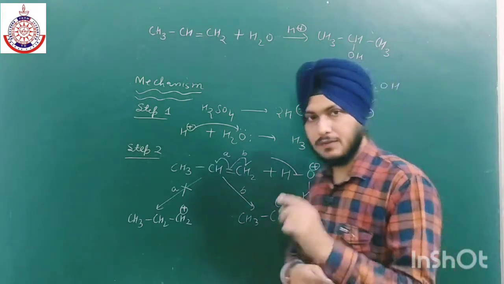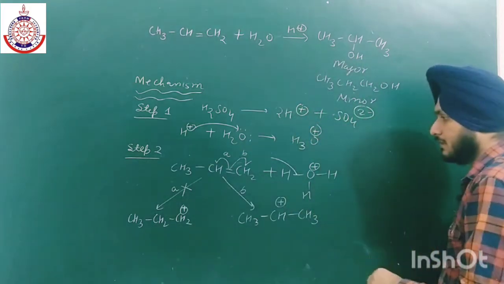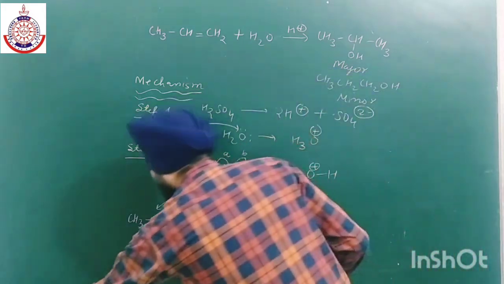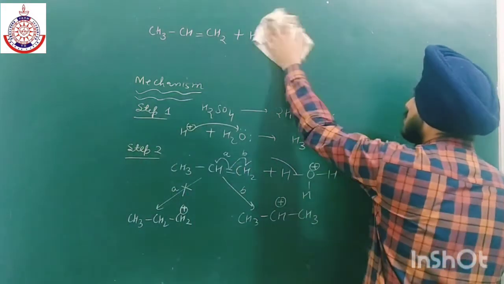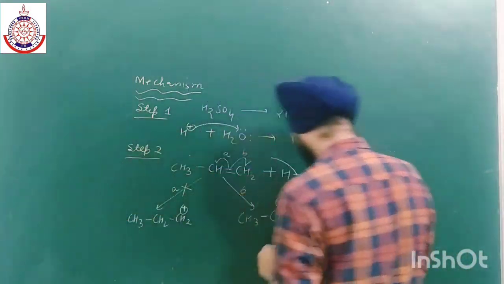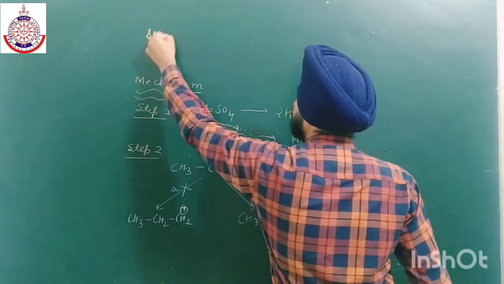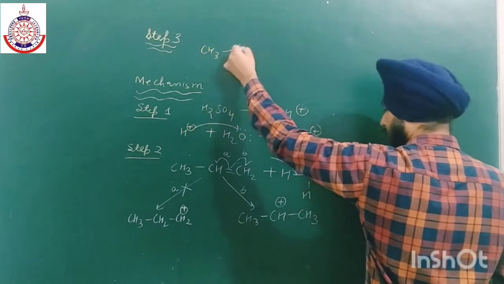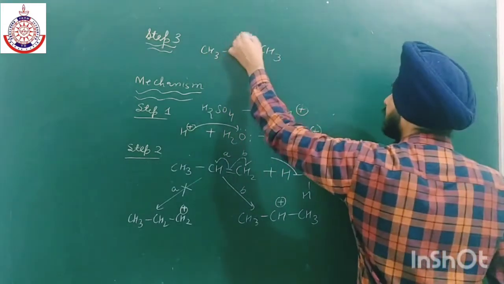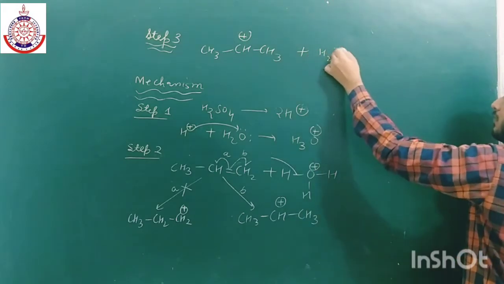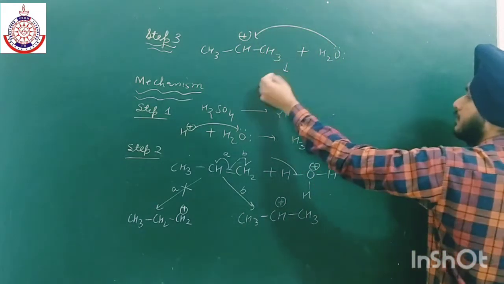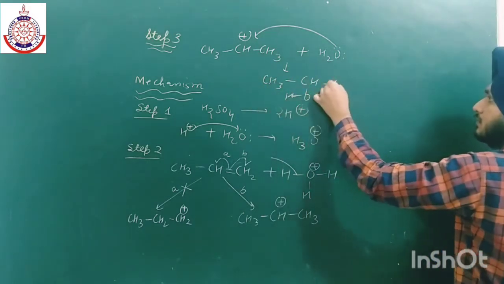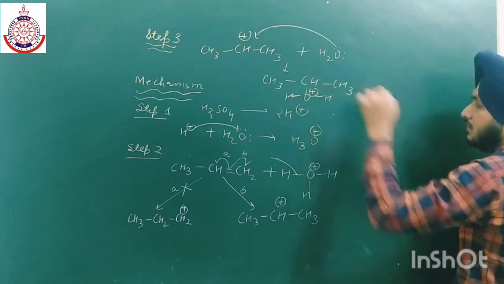So the carbocation will be generated, and in the next step, the third step, again water will attack. Step number 3. CH3 CH CH3 positive charge plus H2O. So it will go here. Then CH3 CH hydrogen CH3, with a positive charge on this oxygen.